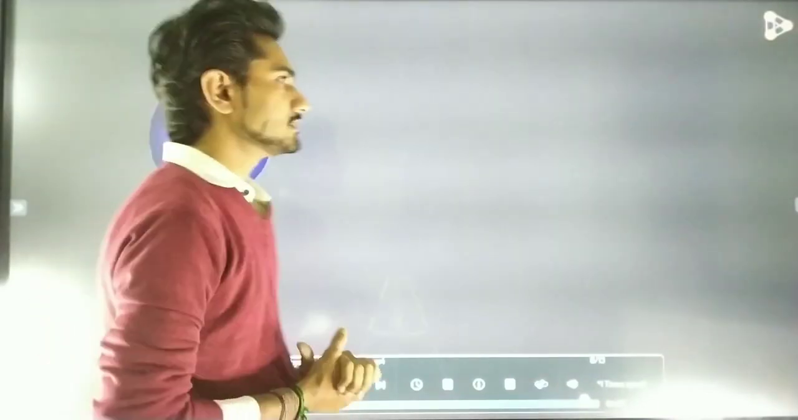Okay, so today we are going to start another topic, and that is the dispersion of light. That is our topic for today. And what is the dispersion of light? So the first thing that we need to understand is what dispersion means.